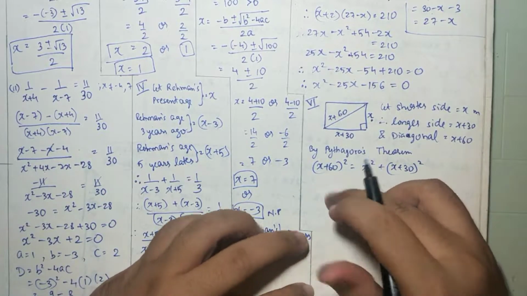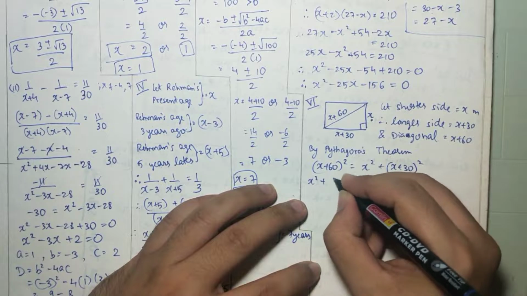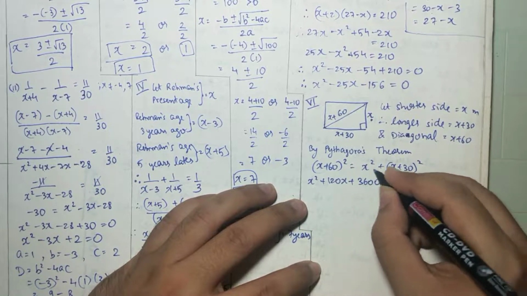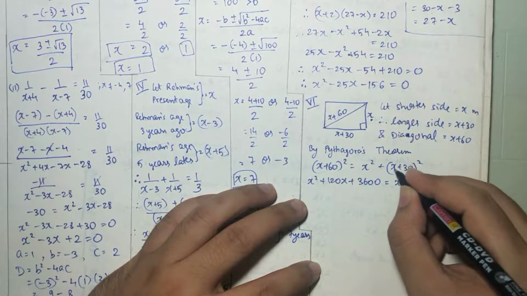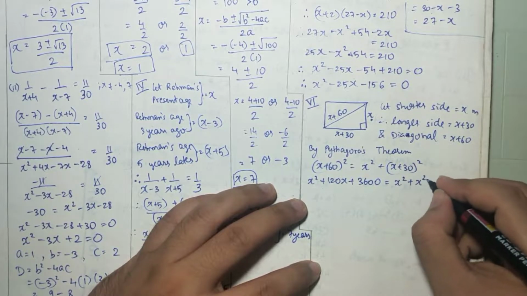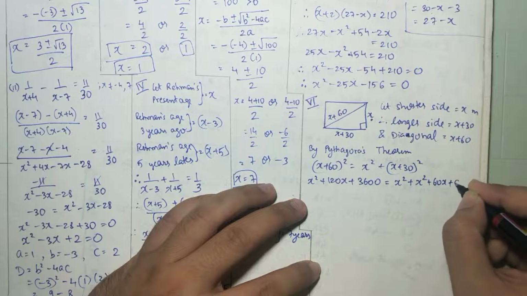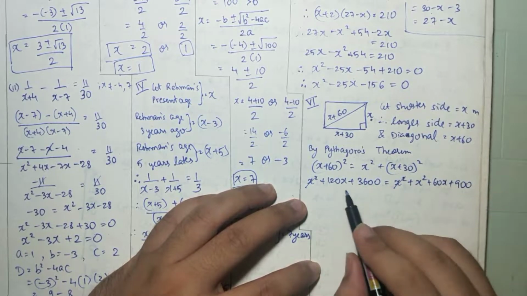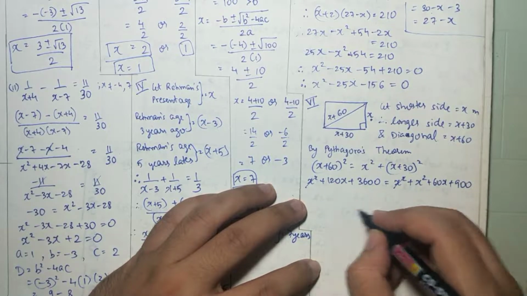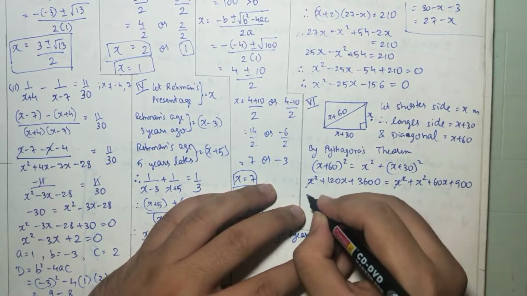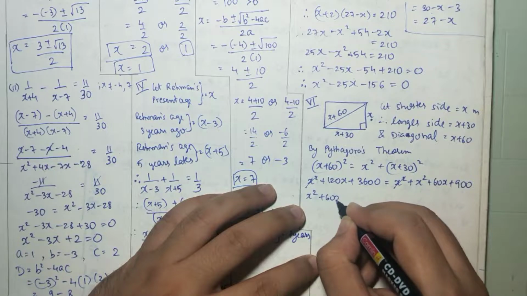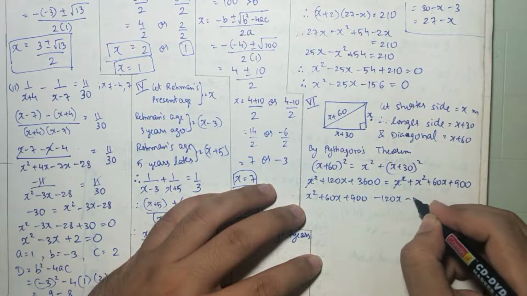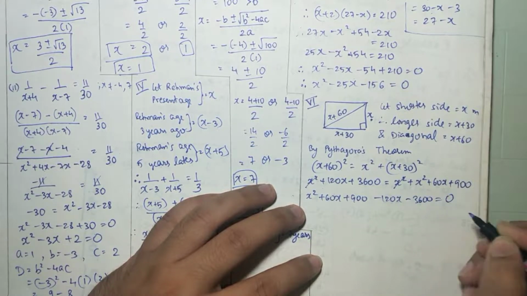A plus b whole square. This will be x square plus 120x plus 3600 equals to x square plus, again a plus b whole square, x square plus 60x plus 900. 1x square will cut. I am taking these two terms on the right hand side. So first I am writing all these three terms as it is: x square plus 60x plus 900 minus 120x minus 3600 equals to 0.